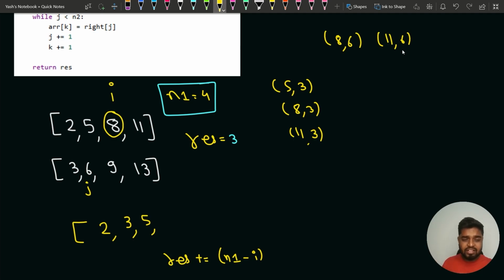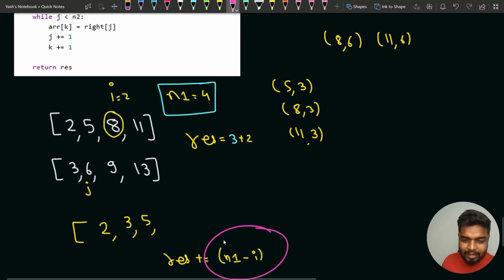If 8 is greater than 6, all the other elements on the right of 8 will also be greater. So how many elements are there in total? n1 minus I, because n1 is 4 and I is at 2. So 4 minus 2 is 2. So you will add 2 more. Every time you have to add n1 minus I whenever the ith element of the left array is greater than the jth element of the right array, because this is the left array and this is the right array. Now what will happen next?